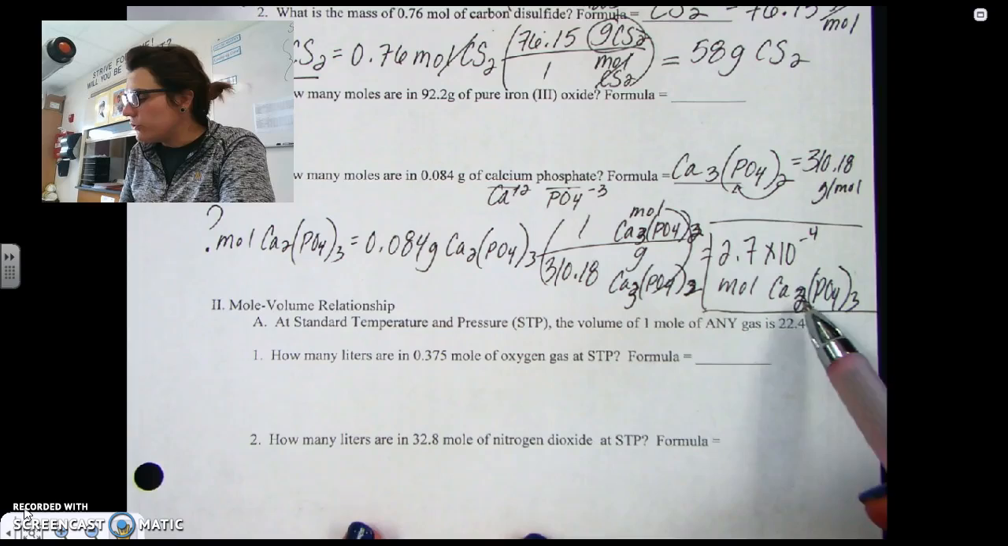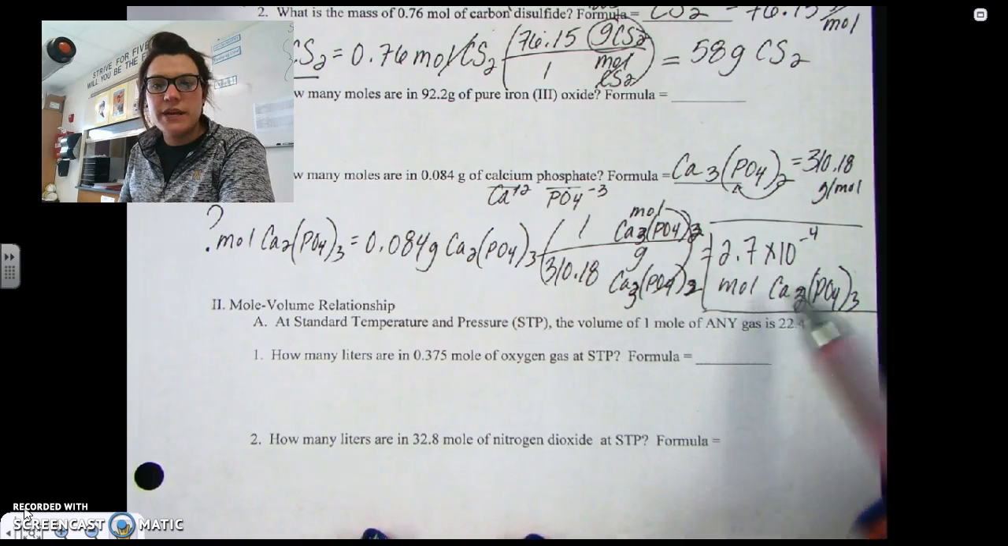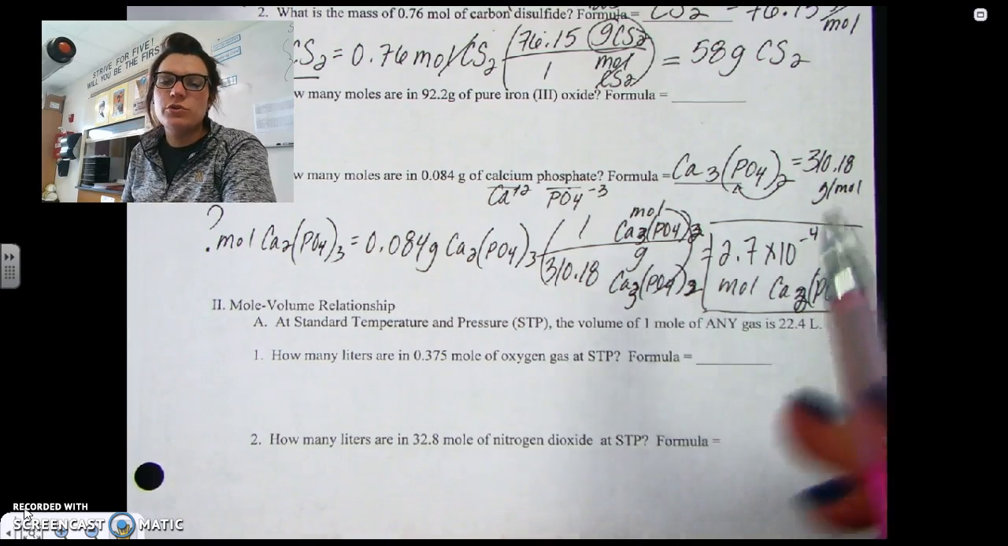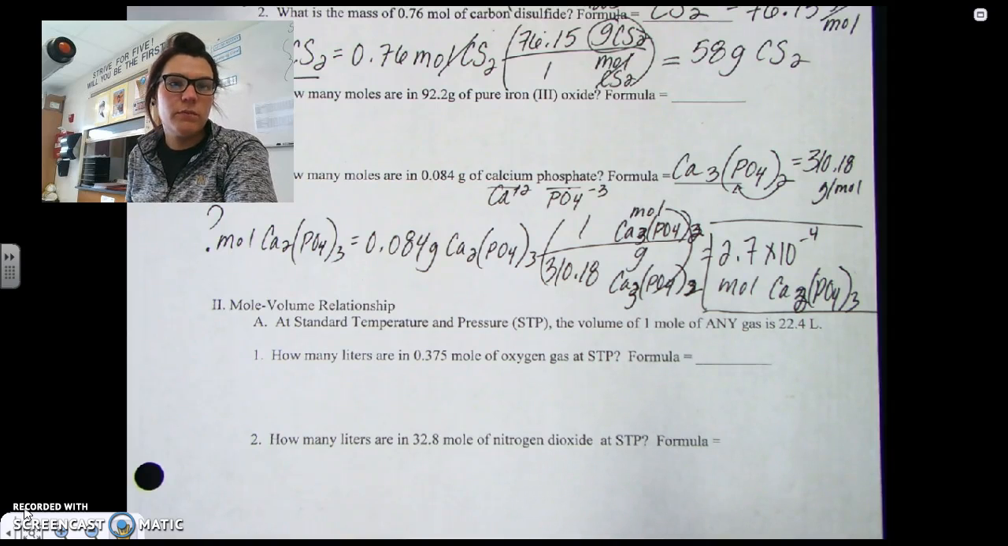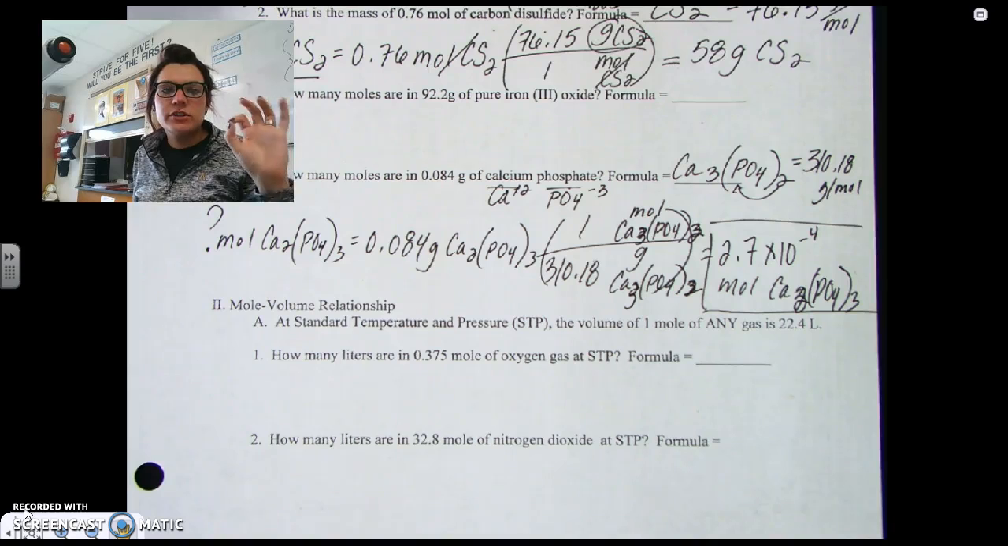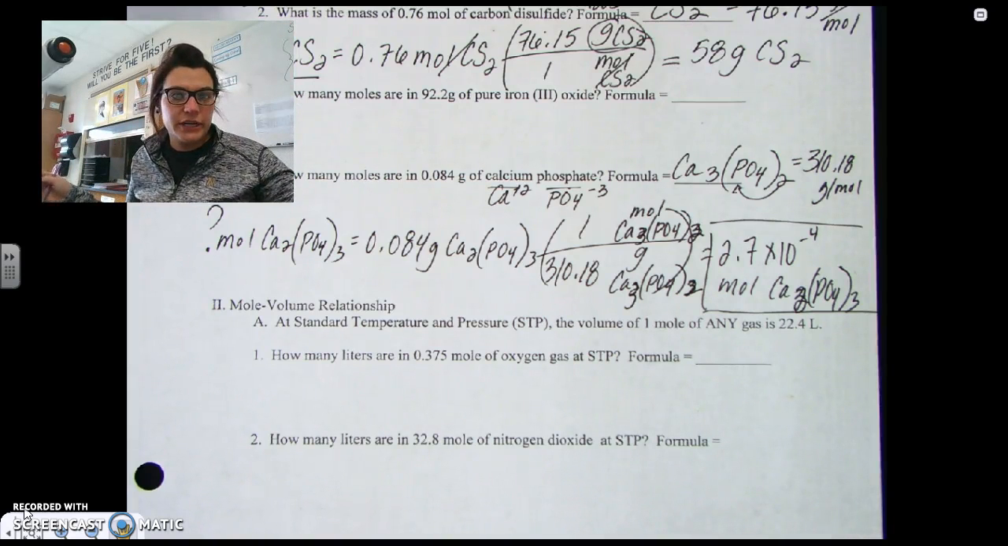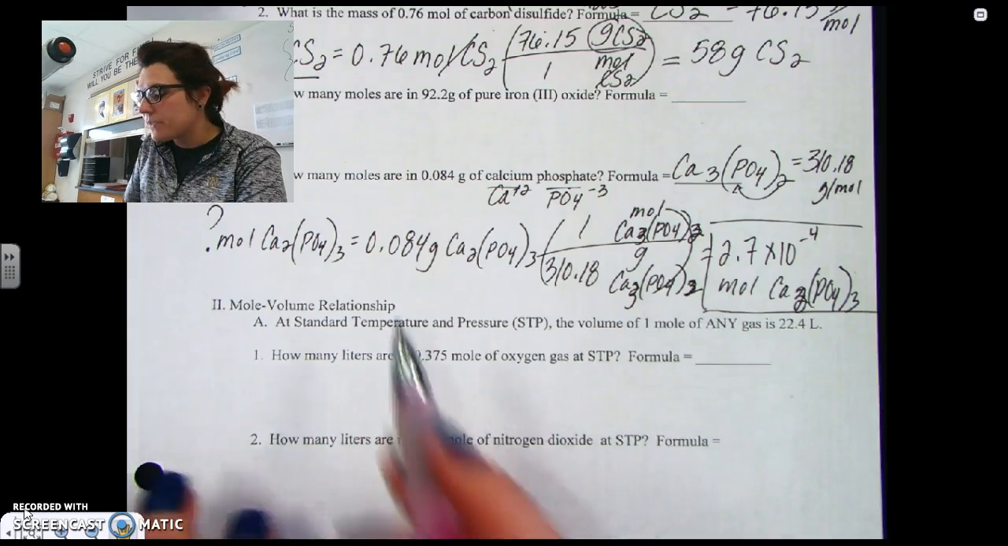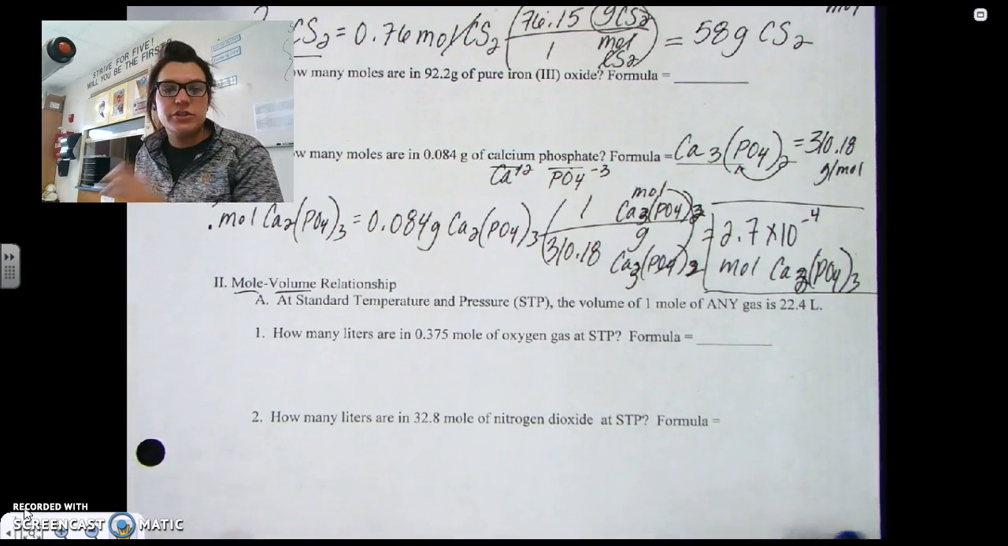So you'll notice I messed up the 2 and the 3. So the final answer here should be 2.7 times 10 to the negative 4 moles of calcium phosphate. Okay, one more conversion. This conversion's a lot easier. This is another defined conversion. I don't have to look on the periodic table for this one. Okay, it's the mole volume relationship.